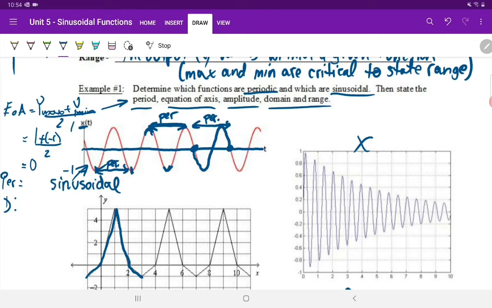The domain, pretty straightforward. What x values can be used within this function? All real numbers. It's going to go on forever in both directions. The range, however, you do use the set of real numbers, but what y values do you need to stay within? Your max and your min. So y must be greater than or equal to -1, but also less than or equal to 1.